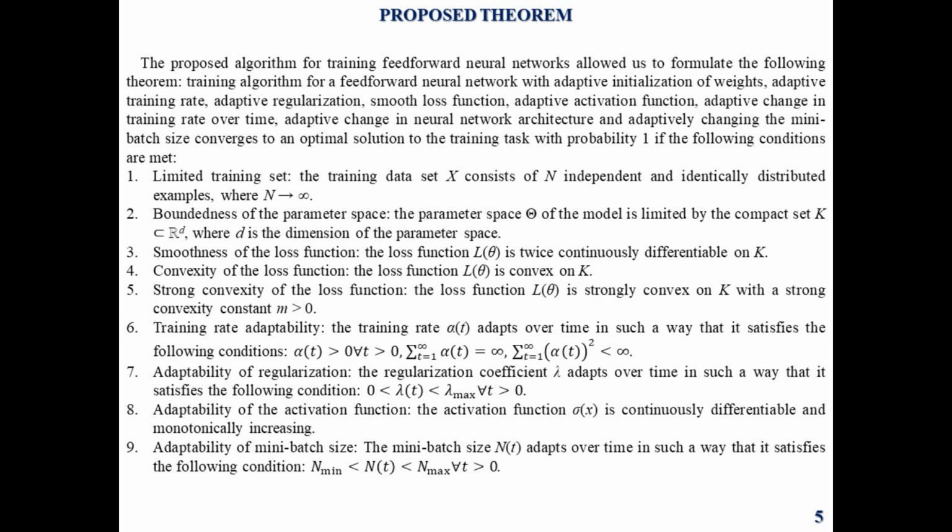The proposed algorithm for training feed-forward neural networks allows us to formulate the following theorem. Training algorithm for a feed-forward neural network with adaptive initialization of weights, adaptive training rate, adaptive regularization, smooth loss function, adaptive activation function, adaptive change in training rate over time, adaptive change in neural network architecture, and adaptively changing mini-batch size converges to an optimal solution to the training task with probability 1 if the following conditions are met. Proof of the theorem is given in this work.